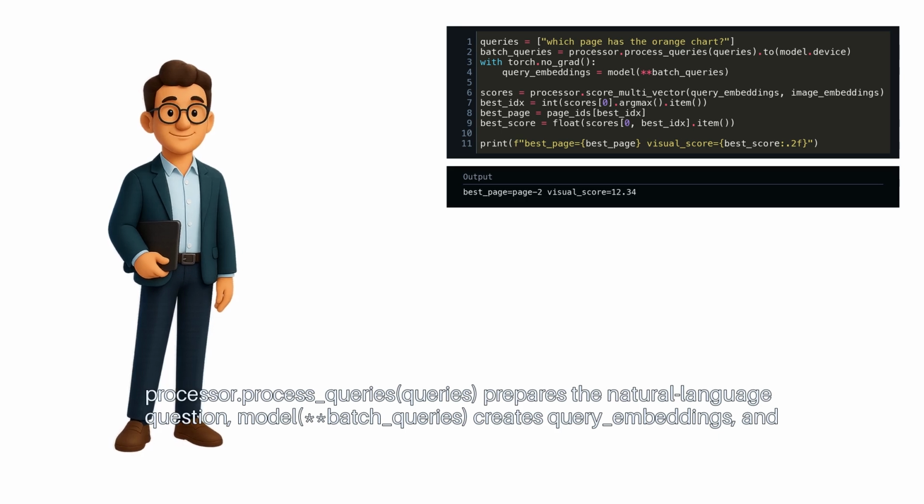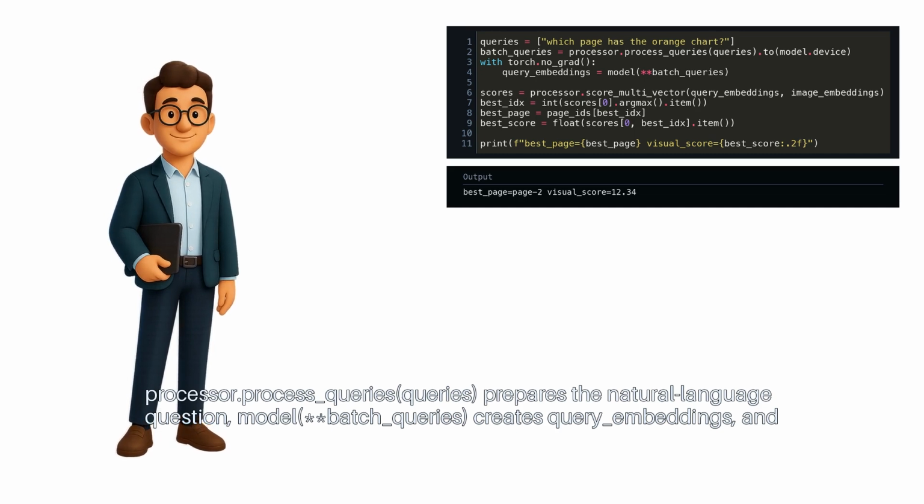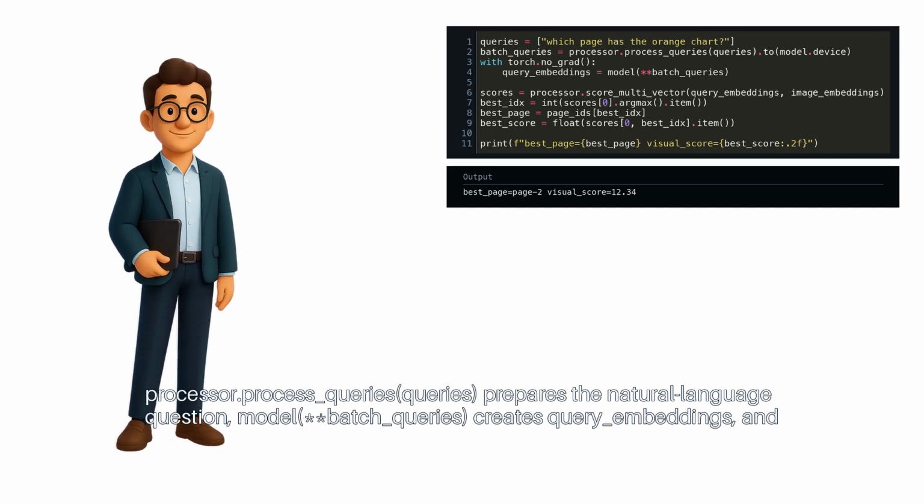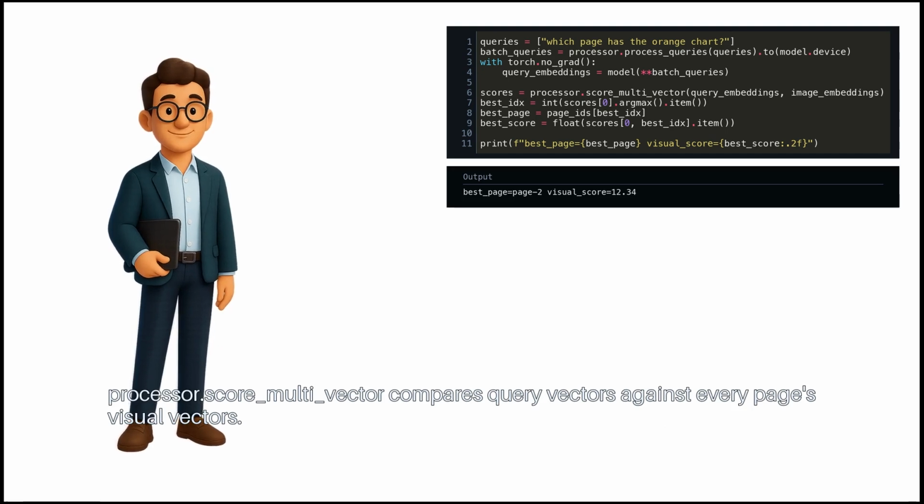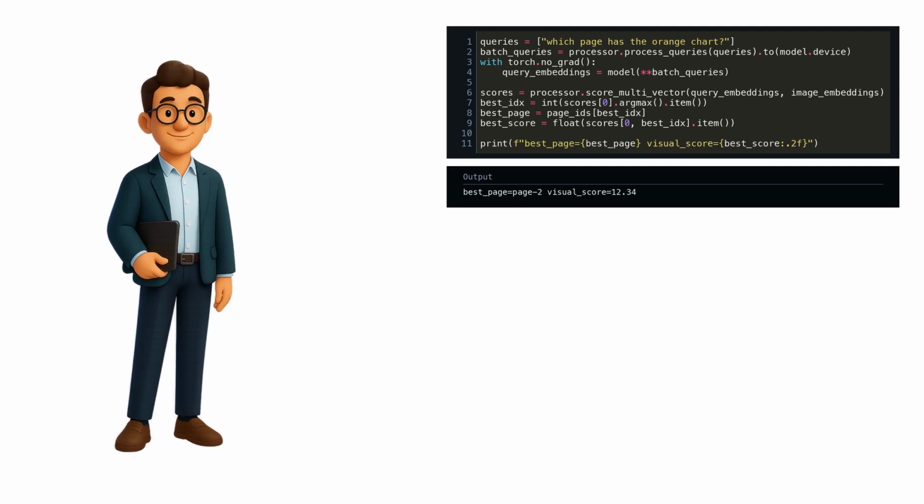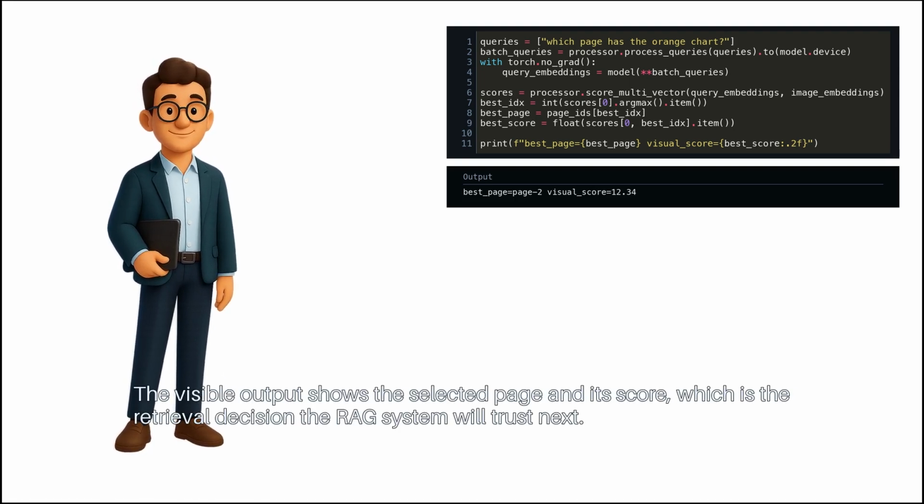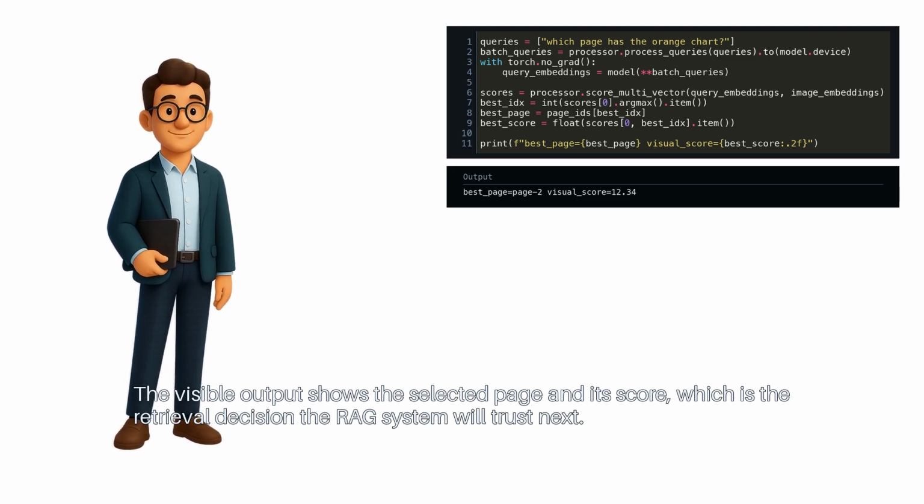processor.process_queries prepares the natural language question. The model's forward on the batch of queries creates query embeddings. And processor.score_multi_vector compares query vectors against every page's visual vectors. argmax selects the strongest page-level match, while the best score gives a quick debugging signal. The visible output shows the selected page and its score, which is the retrieval decision the RAG system will trust next.